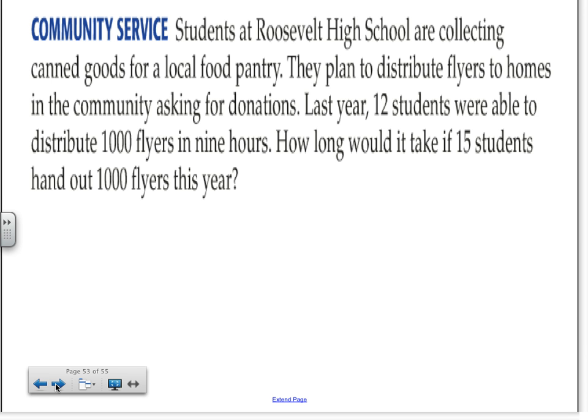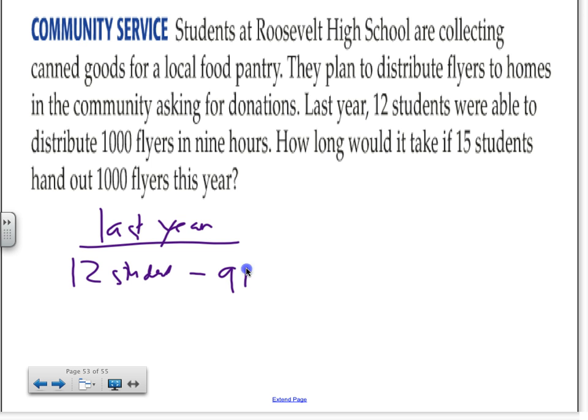Students at Roosevelt High School are collecting canned goods for a local food pantry. They plan to distribute flyers to homes in the community asking for donations. Last year, so let's compare. This is last year. They have how many students? 12 students. And what are they doing? They're distributing flyers, right? How long did they take? 9 hours. So last year 12 students spent 9 hours to distribute flyers.